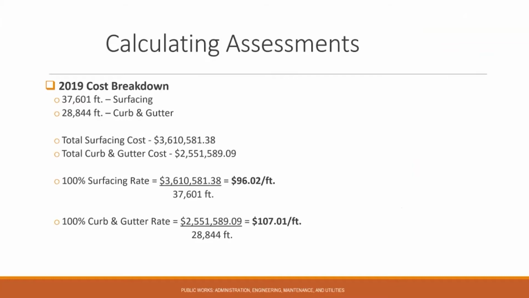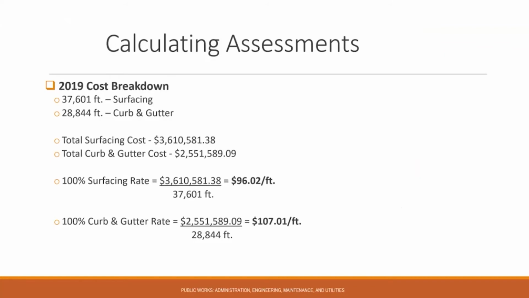You may be wondering why these two numbers are different. The reason is that per the City of Bloomington's assessment policy, all parcels that are adjacent to a street being reconstructed are subject to a surfacing assessment. Whereas for curb and gutter, parcels are only subject to an assessment for that work the initial time it's installed. So if your street had curb and gutter in place prior to the 2019 PMP project, you would not be subject to a curb and gutter assessment with this project.